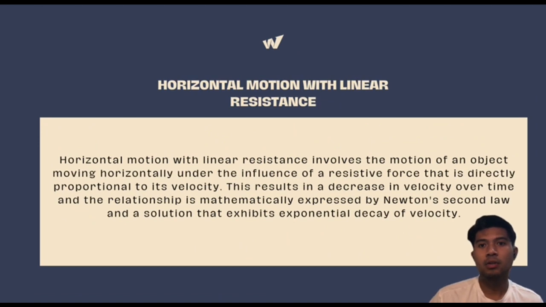So what is horizontal motion with linear resistance? Horizontal motion with linear resistance involves the motion of an object moving horizontally under the influence of a resistive force that is directly proportional to its velocity. This results in a decrease in velocity over time, and the relationship is mathematically expressed by Newton's second law and a solution that exhibits exponential decay of velocity.